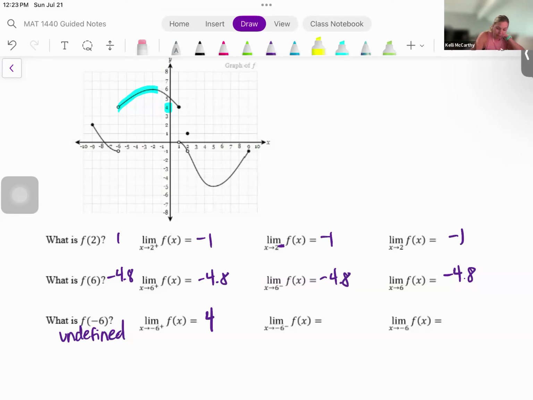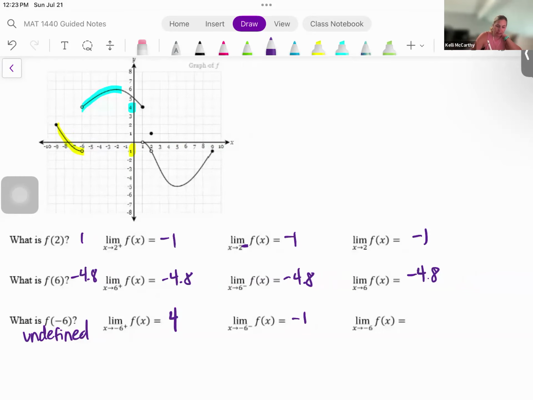If I look at the limit from the left, my function is approaching -1. So the limit as x approaches -6 from the left of f of x is -1. Since the limit from the left does not equal the limit from the right, the limit as x approaches -6 of my function does not exist. And cue all of the Mean Girls internal quotes, the limit does not exist.